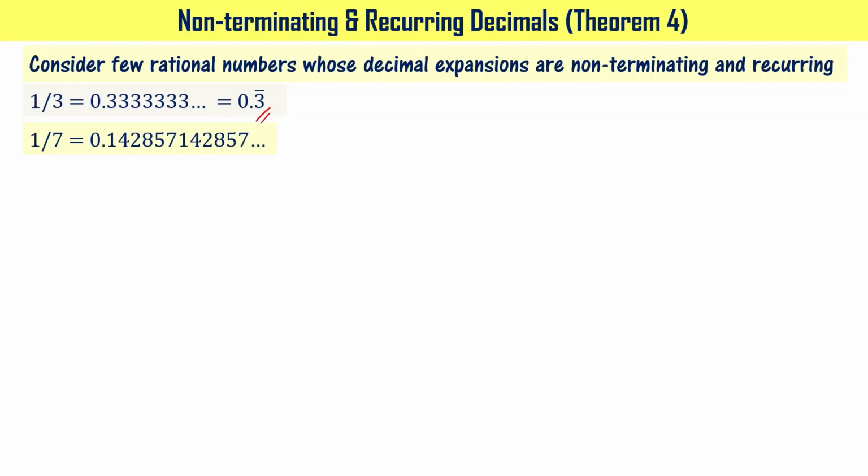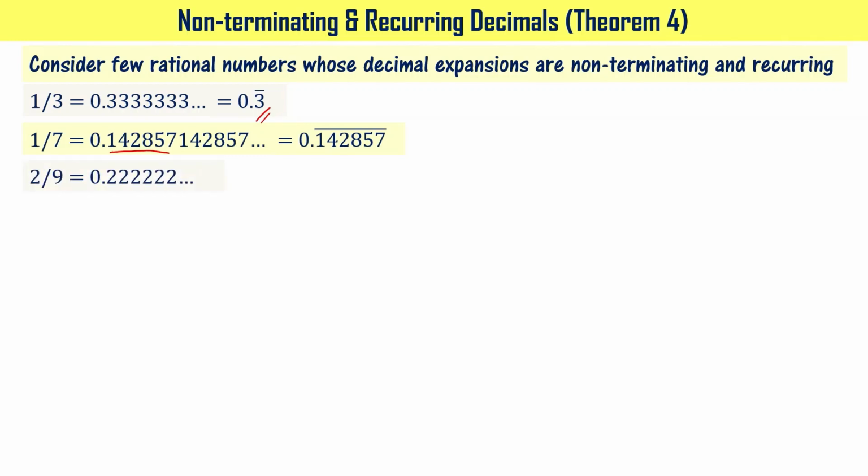Similarly, 1 by 7 can be written as 0.142857142857. If you observe, these 6 digits 142857 are repeating, right? That's why 1 by 7 can be written as 0.142857 with an over bar over all those digits, right?